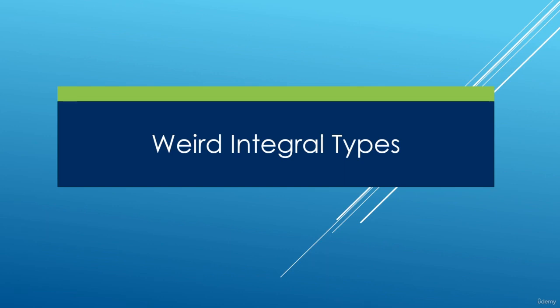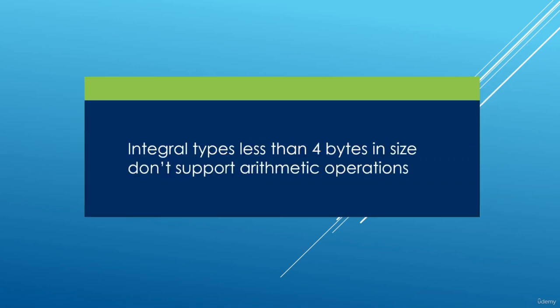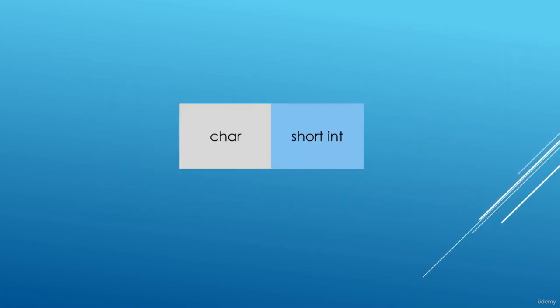In this lecture, we're going to learn about some weird integral types. And what do I mean by this? Well, if you look here, integral types less than 4 bytes in size don't support arithmetic operations. And these are operations like addition, subtraction, multiplication, division. You can't do these operations on those types. And here I have an example of some of those types.